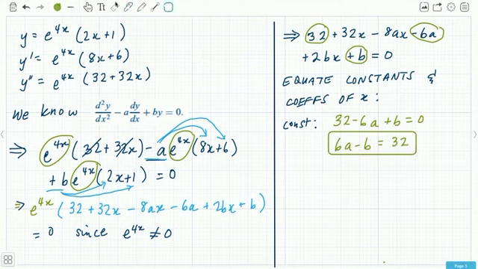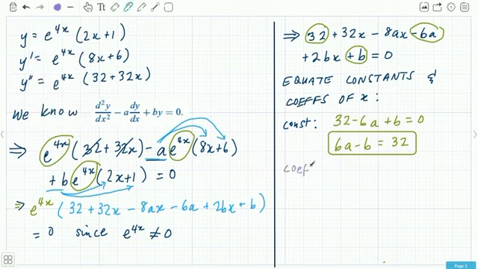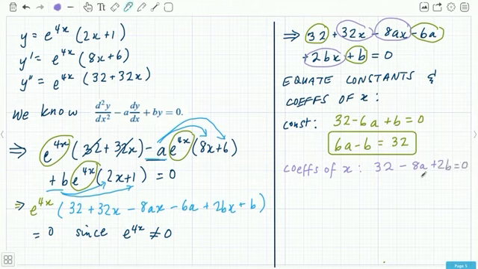Our second equation, let's have a look at the coefficients of x. So the x coefs in the equation. You can see here that 32 is a coefficient of x. I'm not going to write the x down because x is common to all the terms, and then you could just divide everything by x. So 32 minus 8a plus 2b equals 0.